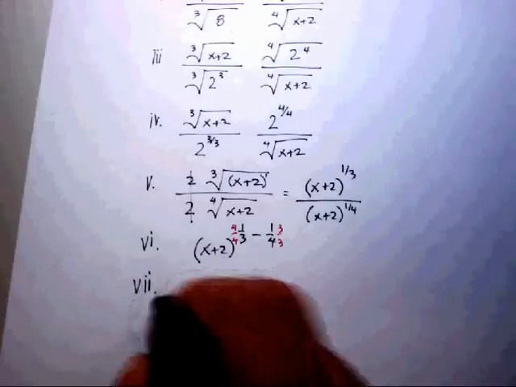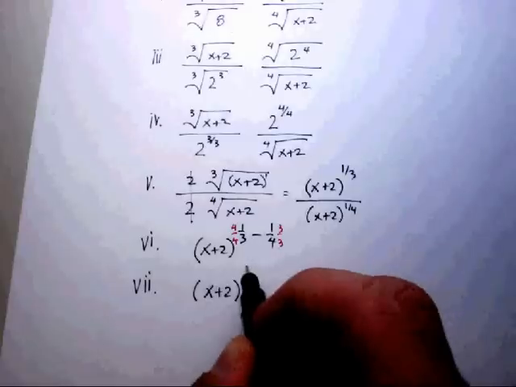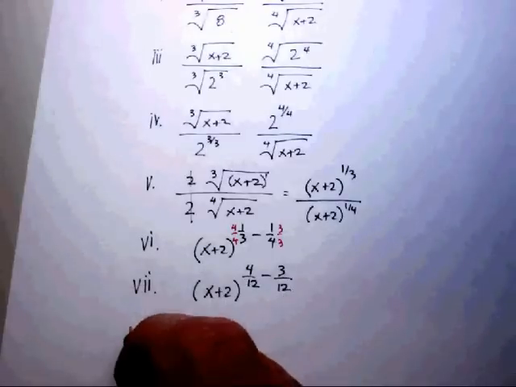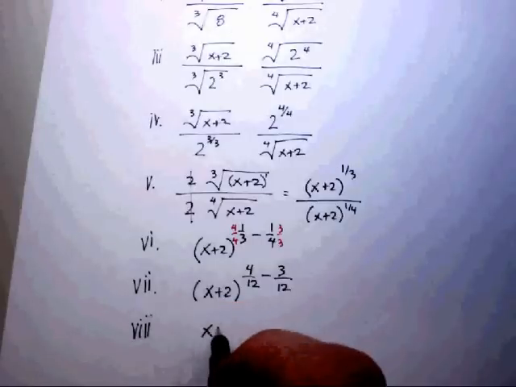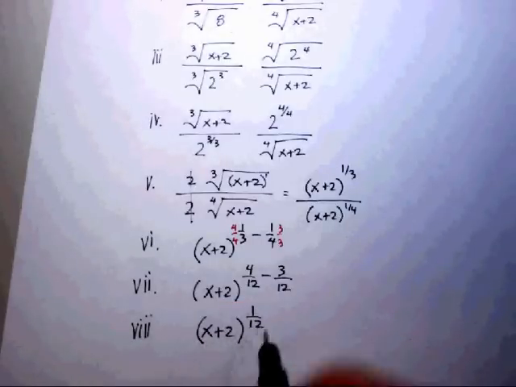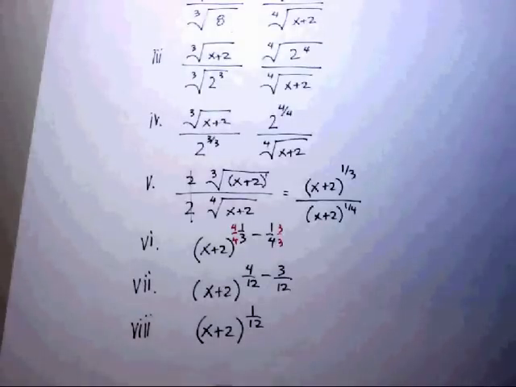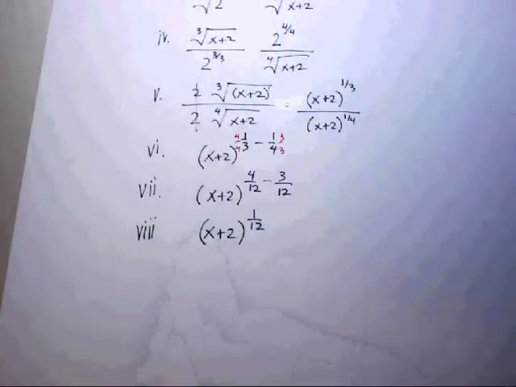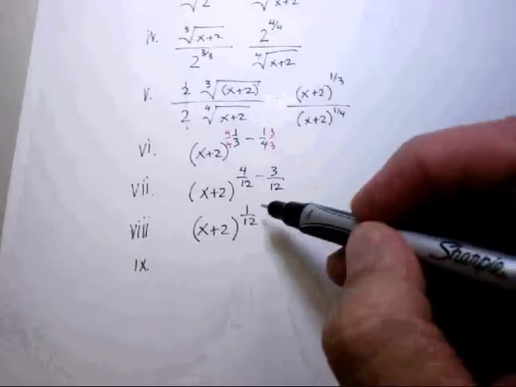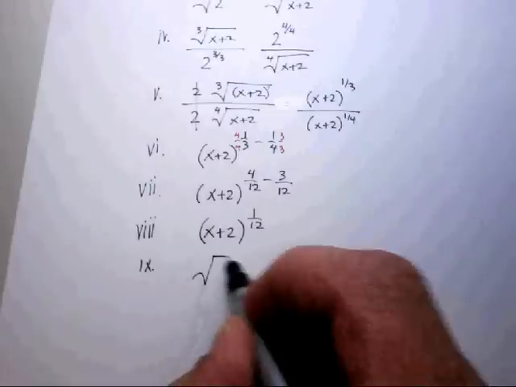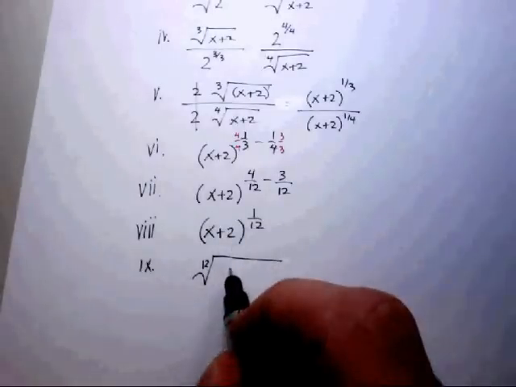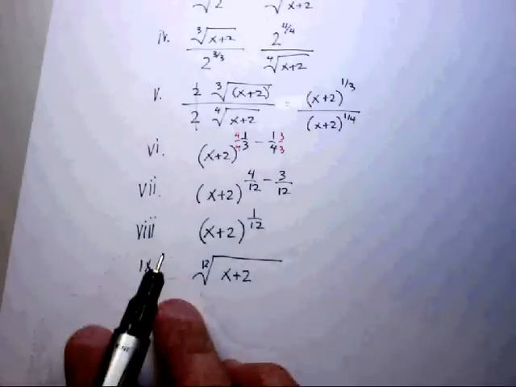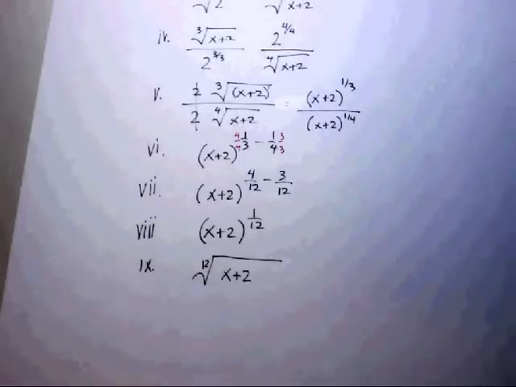So I am now going to have, leaving my base alone, 4 over 12 minus 3 over 12, which is going to be 1 over 12. Eighth step, x plus 2 to the 1 over 12. Now in my class, remember, I don't like to leave fractional exponents. I say if it's a fraction that's less than 1, go ahead and put it back under the radical sign. And that's what we're going to do here. So my final step, and remember that's exponent over the index. So the index is going to be 12, and it's going to be x plus 2 raised to the first power. I don't have to leave that. So that's going to be my final answer, the 12th root of the quantity x plus 2.